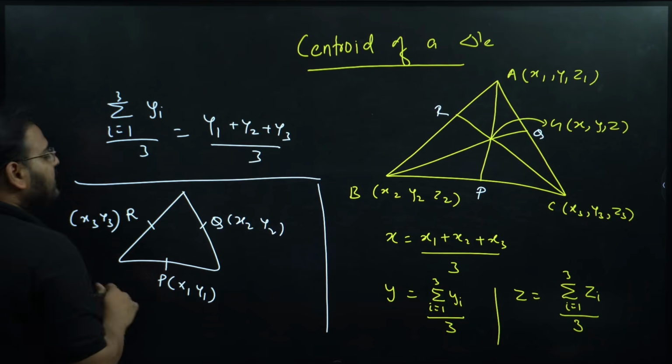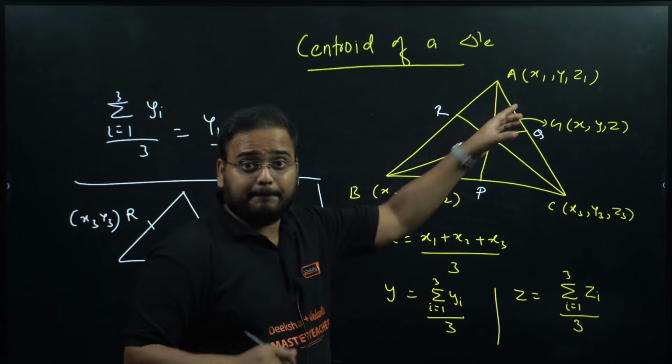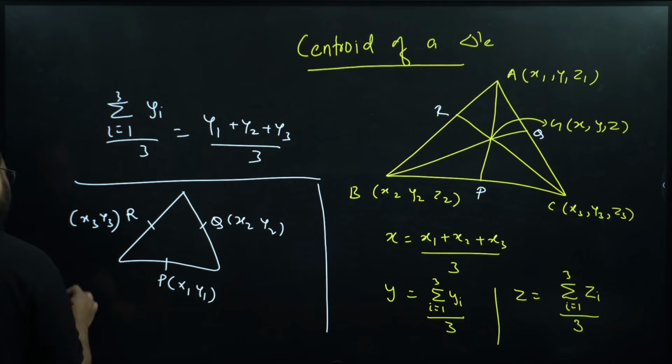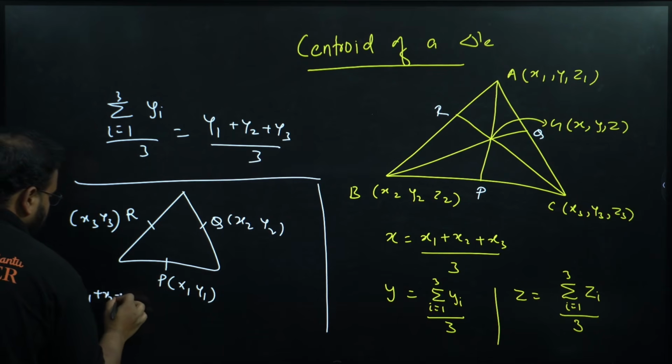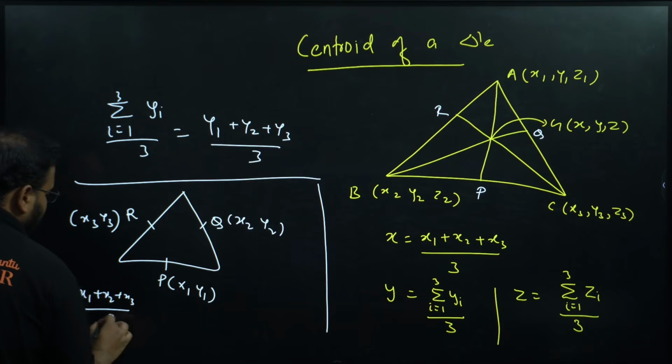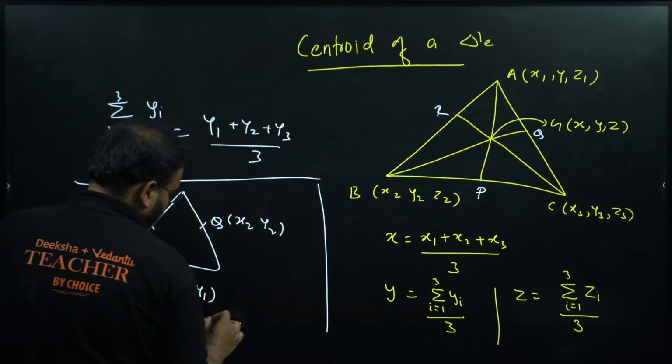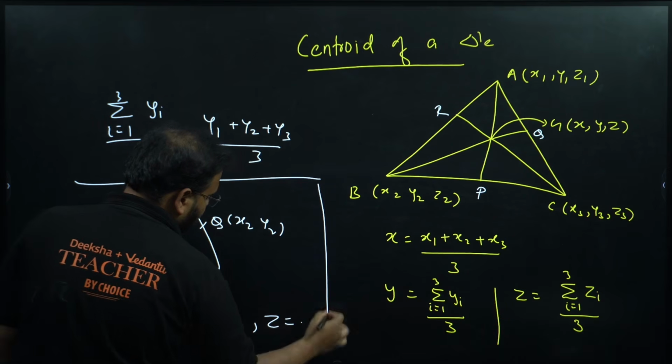I'm not saying that this x1 and this x1 are the same. Clearly, some different coordinate values have been given. The centroid will again remain the same only. So x will be what? x1 plus x2 plus x3 by 3. And we'll have the same result for y also, and the same for z also.